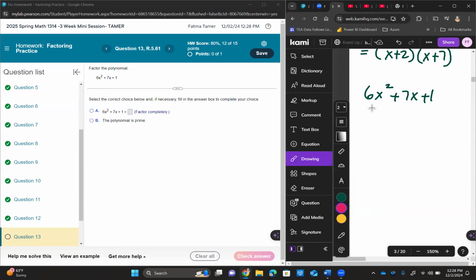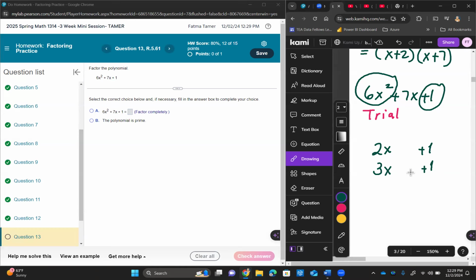We're going to do something called the trial method. So we're going to do the trial and error method. So here's how I am going to do it. The first guy, 6x squared, I can break it down as 2x and 3x. If I multiply them, it is 6x squared. Now the last number is positive 1. So the only option for positive 1 is 1 times 1 is positive 1. And they both have to be positive numbers. So when I multiply them, it's a positive 1.